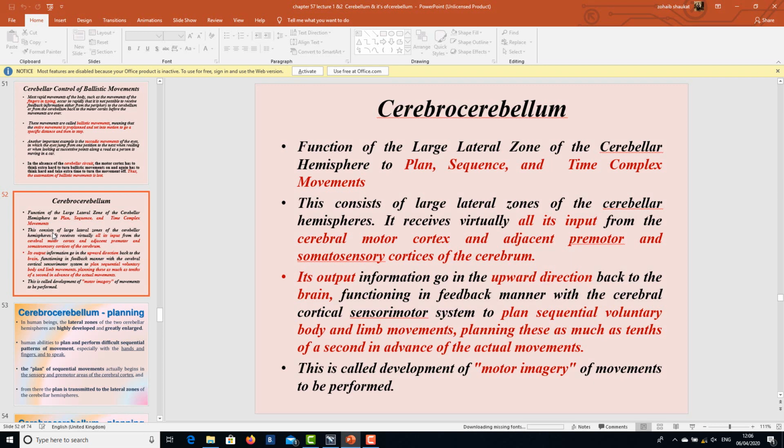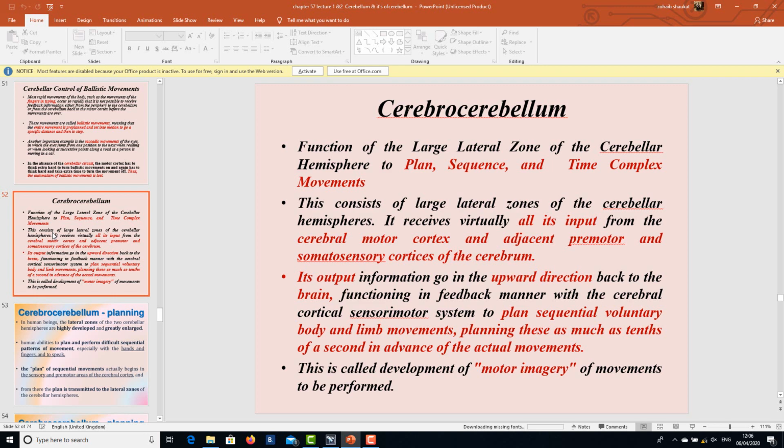Now its output information goes in the upward direction back to the brain, functioning in feedback manner with the cerebral cortical sensory motor system to plan sequential voluntary body and limb movements, planning these as much as 1/10 of a second in advance of the actual movements. This is called development of motor imagery of movements to be performed.